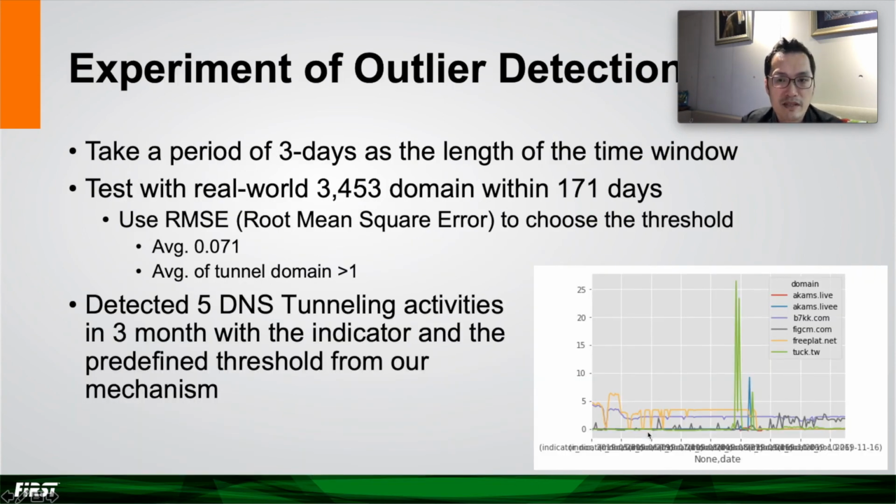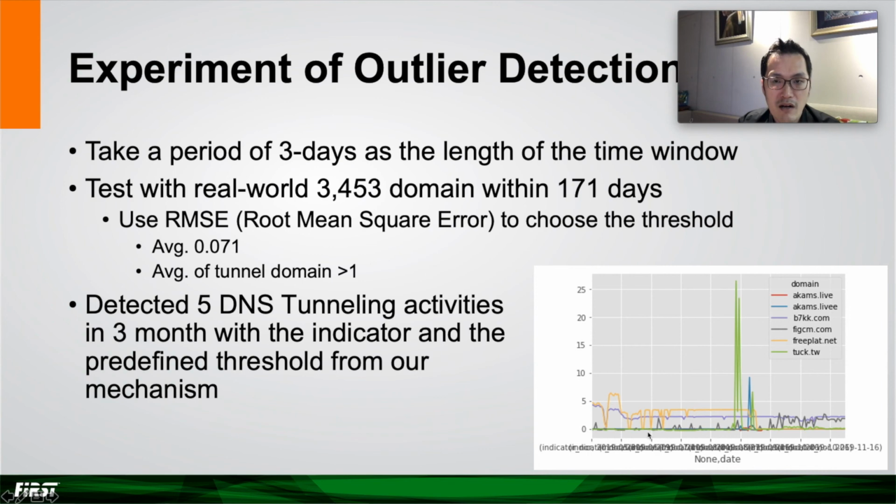In the experiment for outlier detection, we take 3 days as the time window for detecting abnormal behavior. During the test, a total of 3,453 domain names were used within the 171-day period.